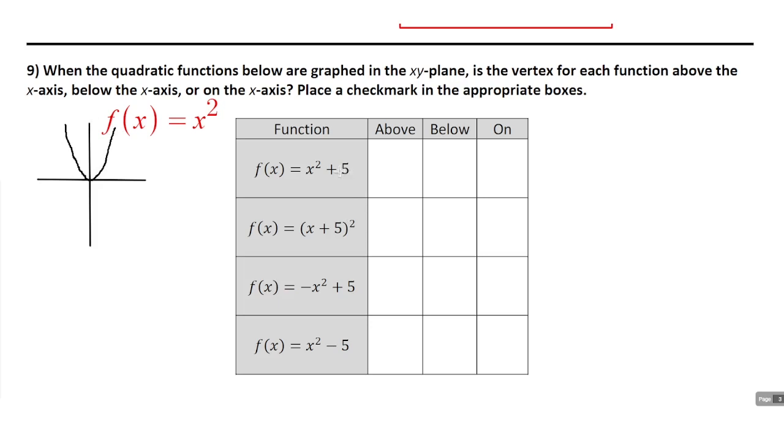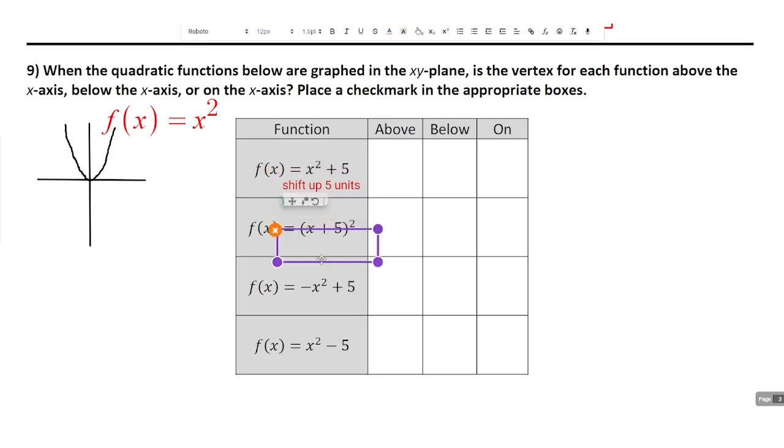Now, each one of these is going to transform this graph in a certain way. If I have x squared plus 5, so if I'm adding some number to the function here, that's going to cause a shift up or down, and if it's plus, it's going to shift up. So this is going to be a shift up 5 units. And what I'll do here is just break down the transformations, and then we can do a quick sketch and hopefully answer these pretty easily.